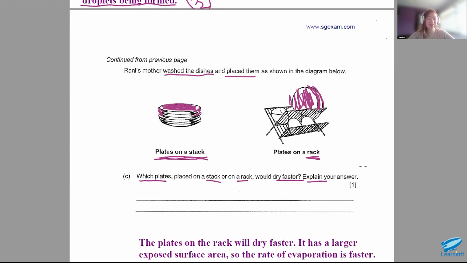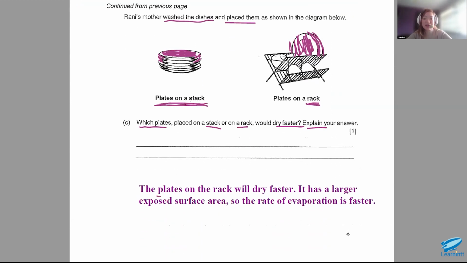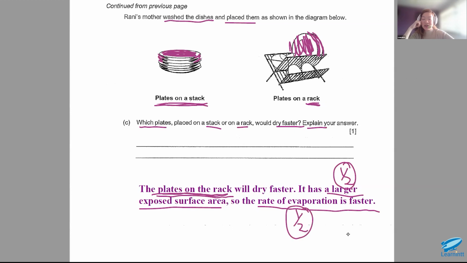How to write it? Plates on the rack will dry faster. Larger exposed surface area, so rate of evaporation is faster. Now this one, I'm going to give you some bad news. I'm not saying they will not give you a half mark, but you need to mention two keywords here, larger exposed surface area and rate of evaporation being faster, and it already equals 1 mark. So do they give you any mark for just the plates on the rack?